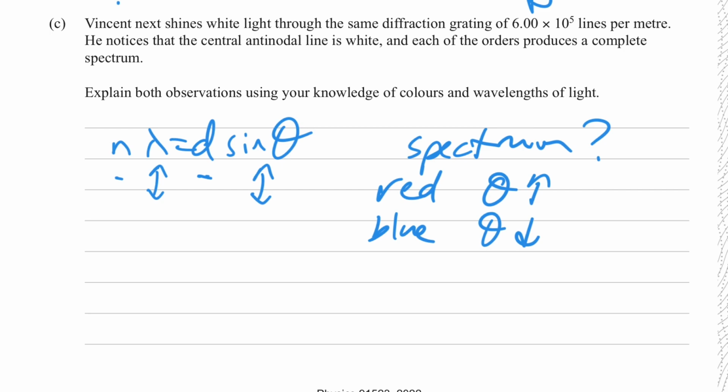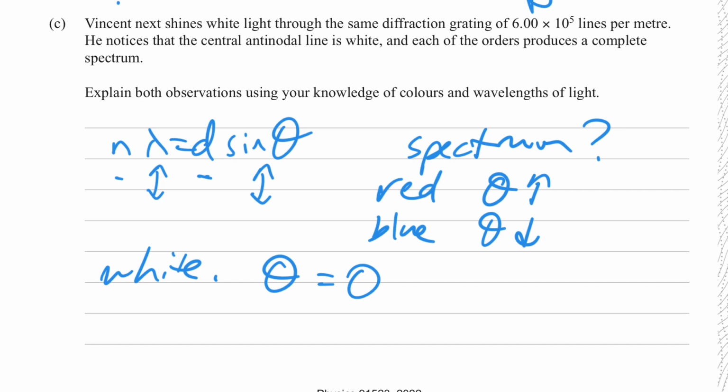So you're expected to realise that the blue will be closer to the central fringe. Why is there white at the middle? That's the other thing that they want you to know. It's because the angle is 0 for all of those in the central bright fringe or antinodal line, as they talk about. So that has the effect of combining all of the wavelengths together.